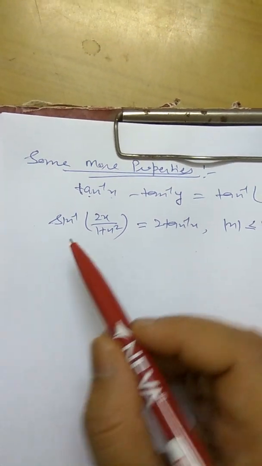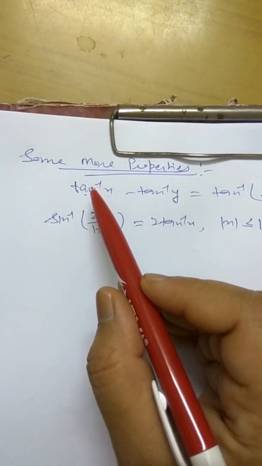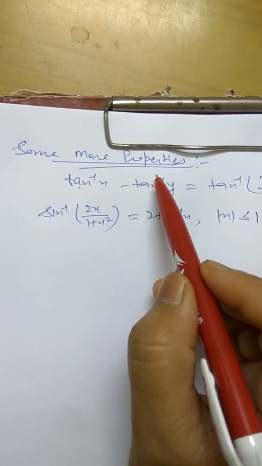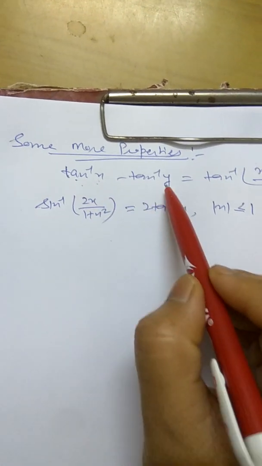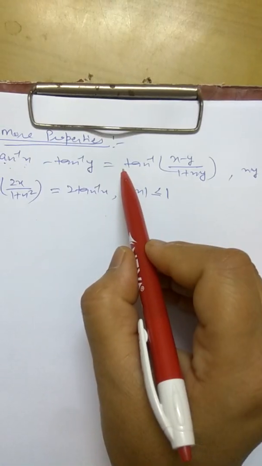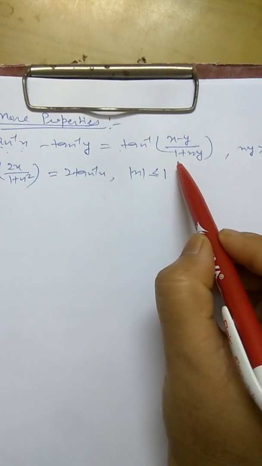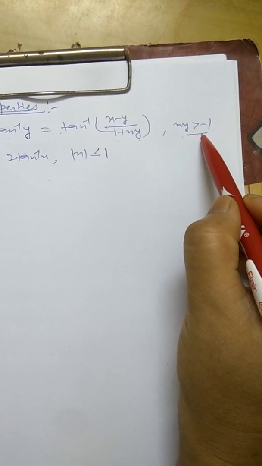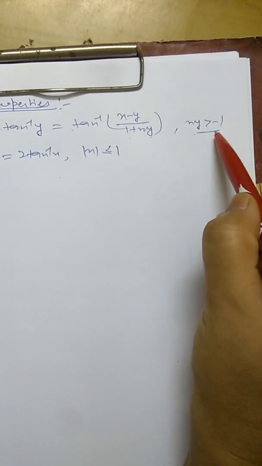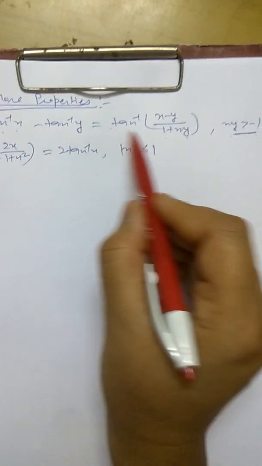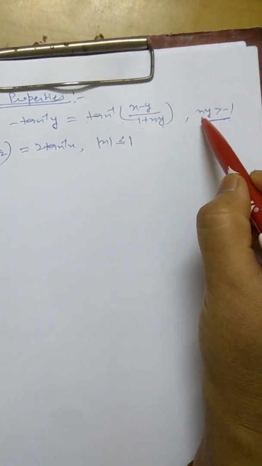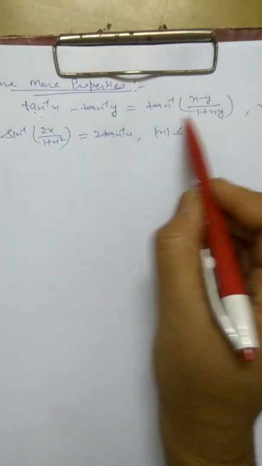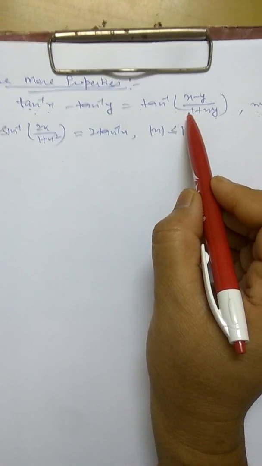Dear students, welcome back to the inverse trigonometric class. Now we have some more properties. Tangent inverse x minus tangent inverse y is equal to tangent inverse of (x minus y) upon (1 plus xy), where xy is greater than minus 1. This is the condition where we apply this property. First of all, we have to check xy is greater than minus 1, then we have to apply this property.